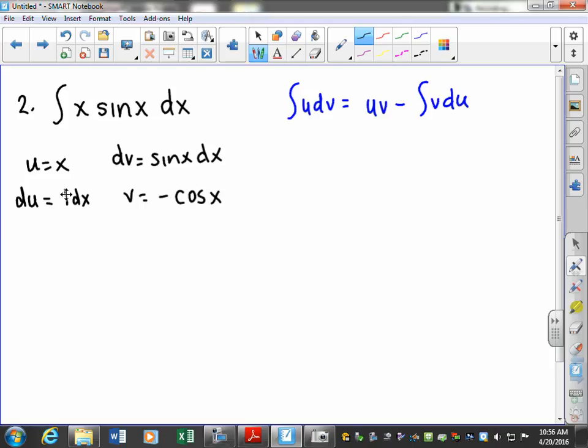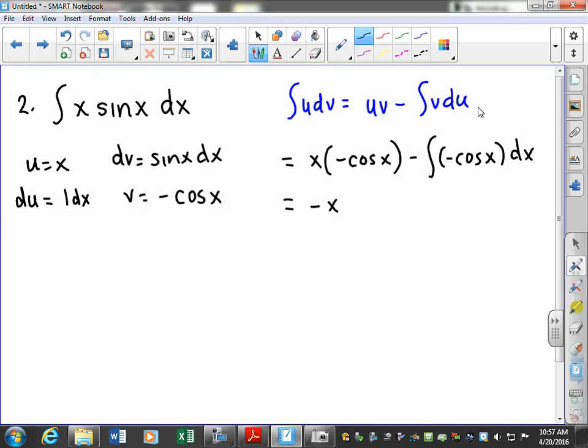All right, I have collected my background information. That's u dv denoted. Now let's go ahead and plug this part in. So I'm going to say u is going to be x. V is negative cosine of x minus, now v again, negative cosine of x. And then du, which is 1 dx. Okay, we're just ready to simplify at this point.